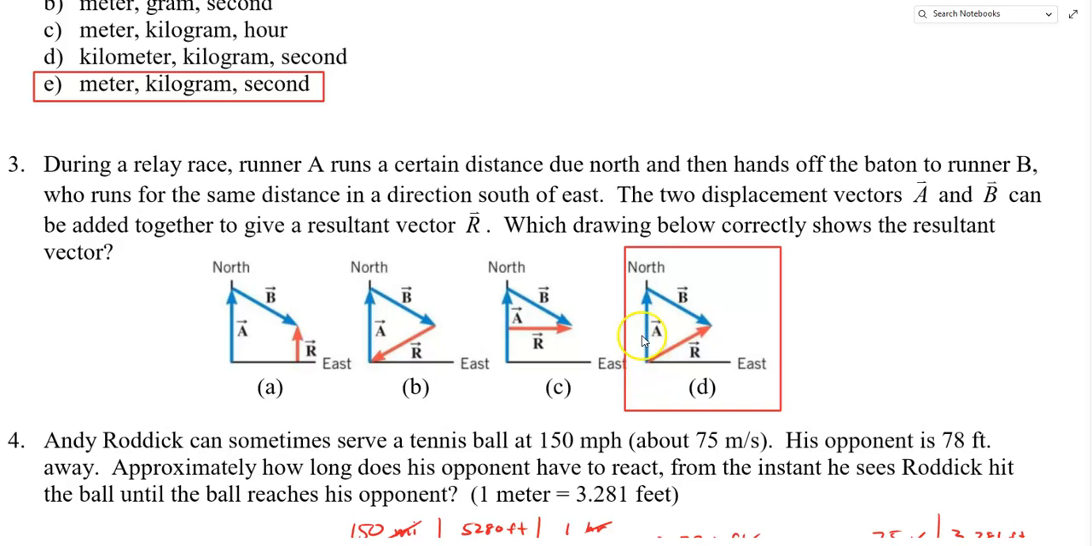Effectively, if we had a runner that ran north and then a second runner that went southeast, the question becomes, which direction did the baton go? If we had measured it from start to finish without considering what happened in between, well, the baton started here and ended over here. The direction of the arrow matters.